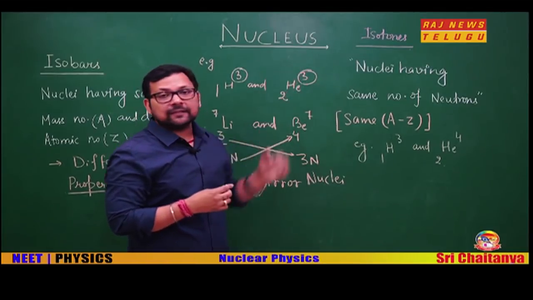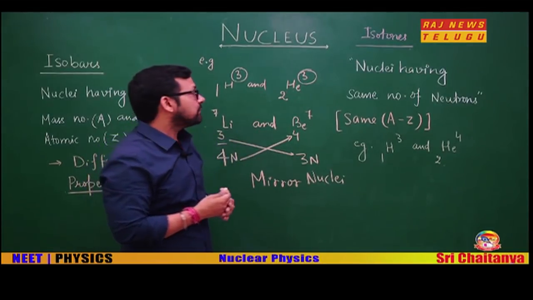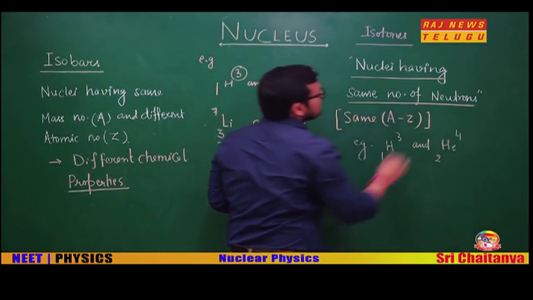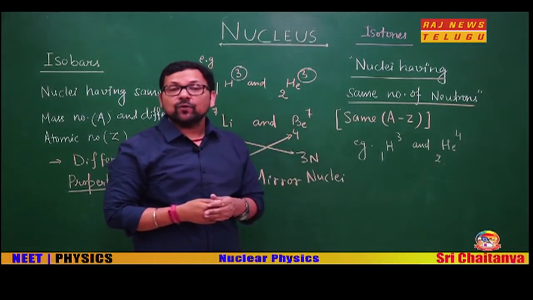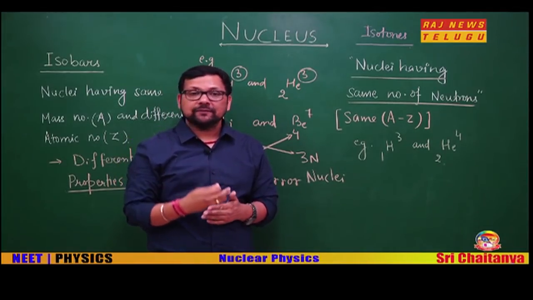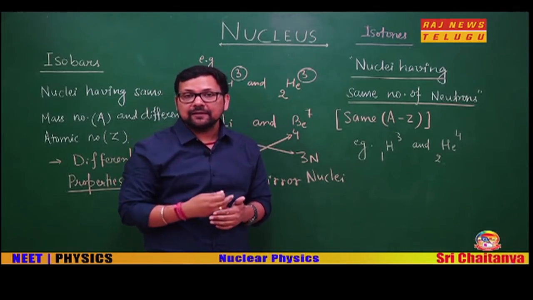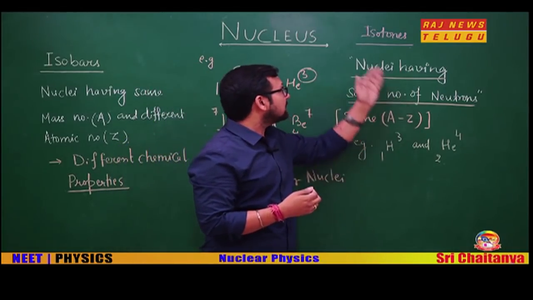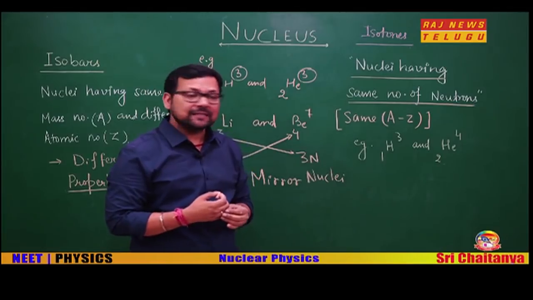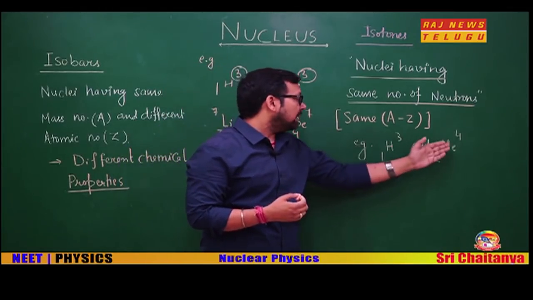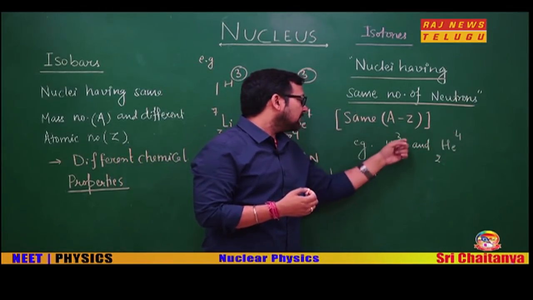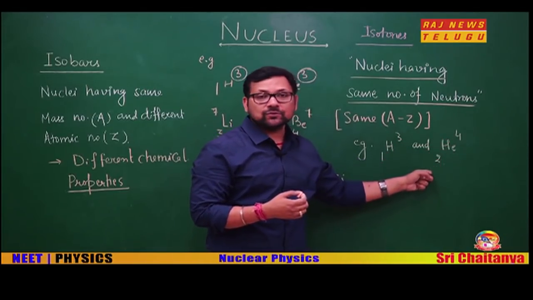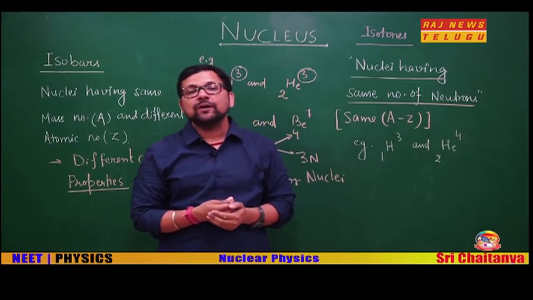Now we will see the definition of isotones. Nuclei having the same number of neutrons, as simple as that. And what is the number of neutrons in symbolic manner? A minus Z, mass number minus atomic number. Same A minus Z means isotones. We can see an example, H-3 and He-4. The difference A minus Z we are getting 2, 4 minus 2 we are getting 2, they are called isotones.